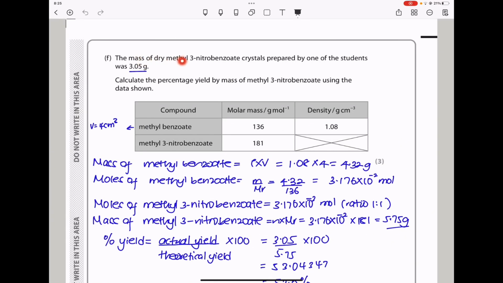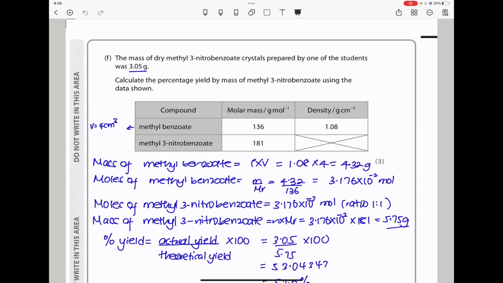The mass of dry methyl 3-nitrobenzoate crystals prepared by one of the students was 3.05 grams. They say calculate the percentage yield by mass of methyl 3-nitrobenzoate using the data shown. Now we know that methyl benzoate, the volume used from the beginning of the question was 4 centimeters cubed. So we can use this in order to work out the mass. So mass is going to be density times volume. We have the density here and the volume here. We can get the mass, which is 4.32 grams.